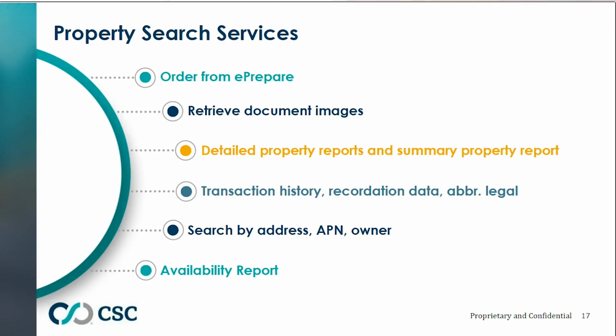And here I'm going to review our property search services. This has been live with our submitters for a little over a year now, and it's a very popular feature within ePrepare. Within our system, you can run an order to conduct a detailed property report or just a summary property report. It'll give you all the information that is available from that particular jurisdiction. You can perform these searches by either an address, by owner name, or by APN.